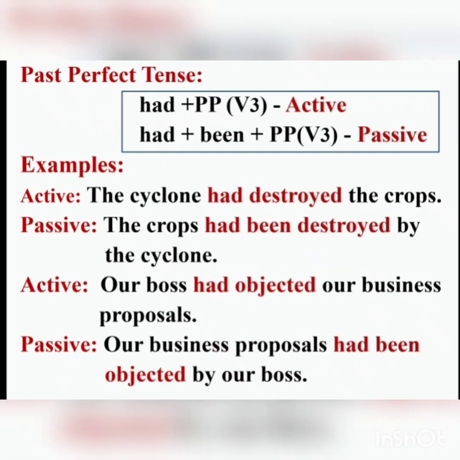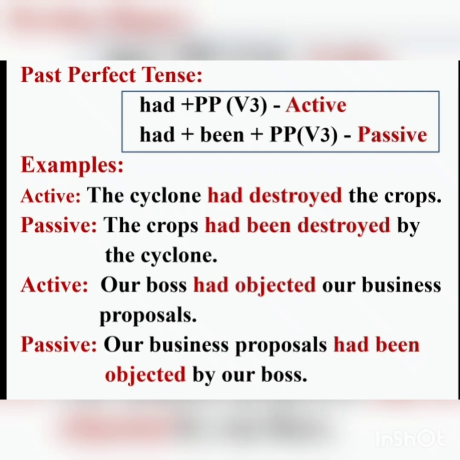Let's move on to past perfect tense. Verb form is had plus PP in active voice, and in passive voice, had plus been plus PP. For example, the cyclone had destroyed the crops. Here the subject is the cyclone, had destroyed verb, the crops object. Now in the passive voice, take the object, the crops had been destroyed by the cyclone.